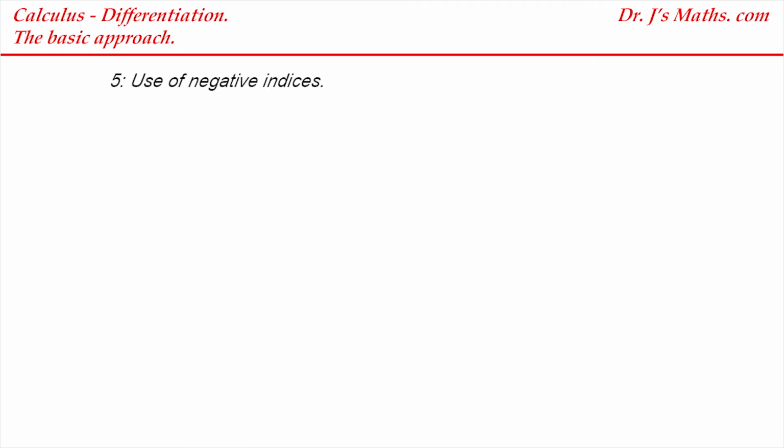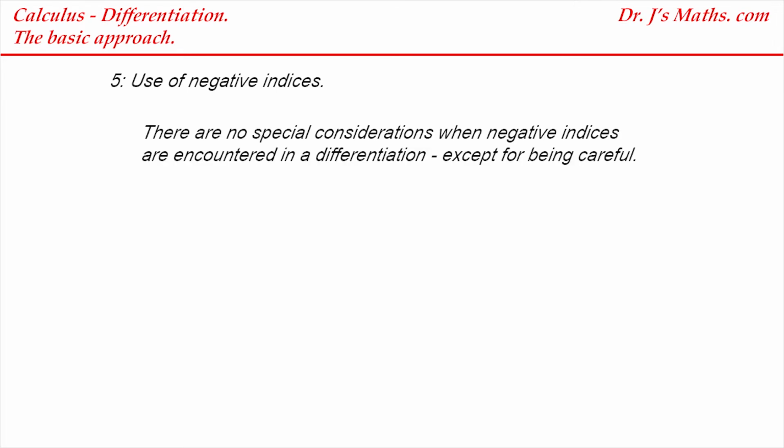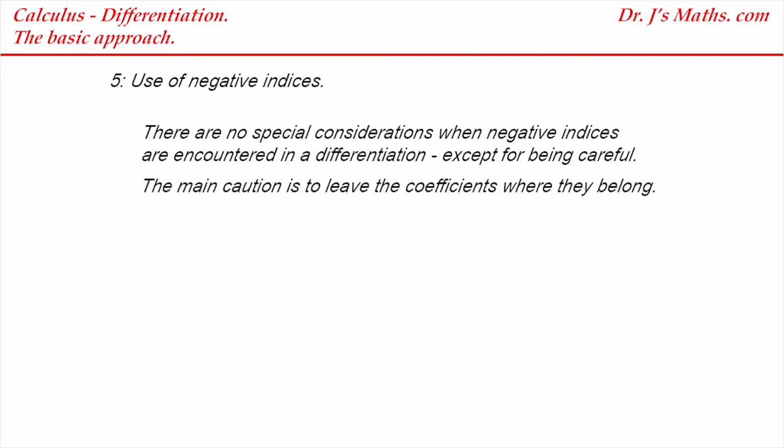The fifth type of format we can be confronted with is the use of negative indices. Now, there are no special considerations when negative indices are encountered in differentiation, except be careful. The main caution is to leave the coefficients where they belong.